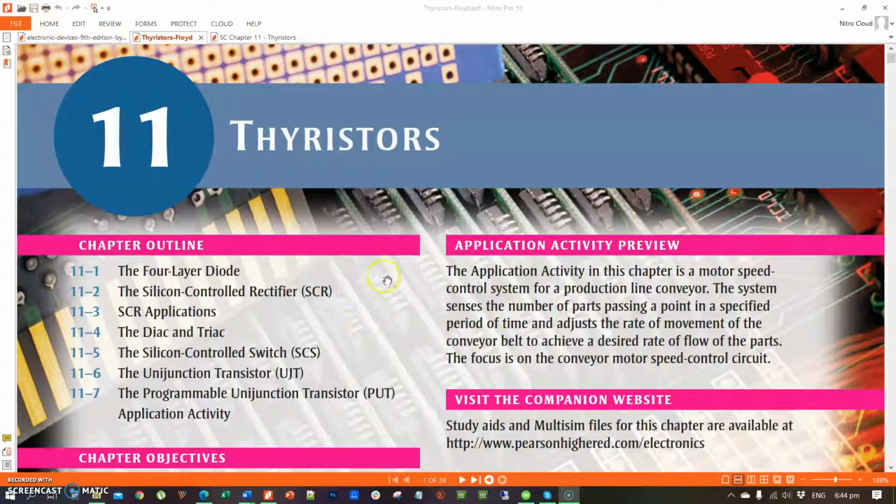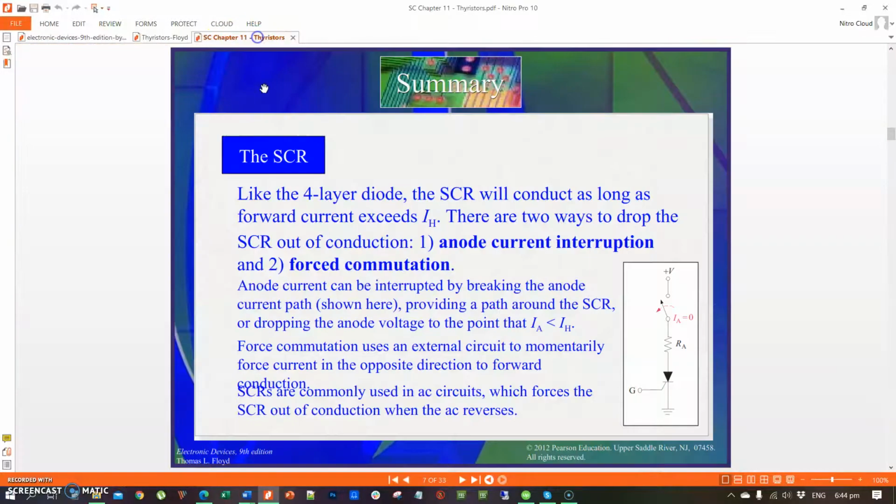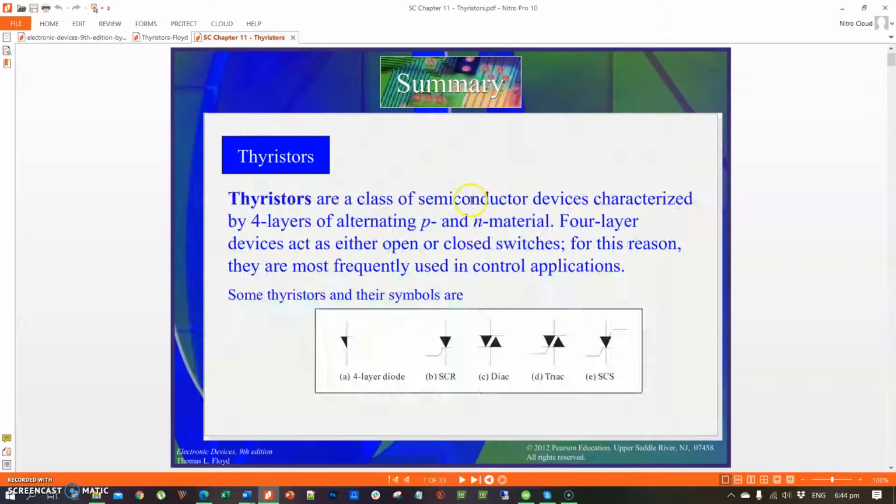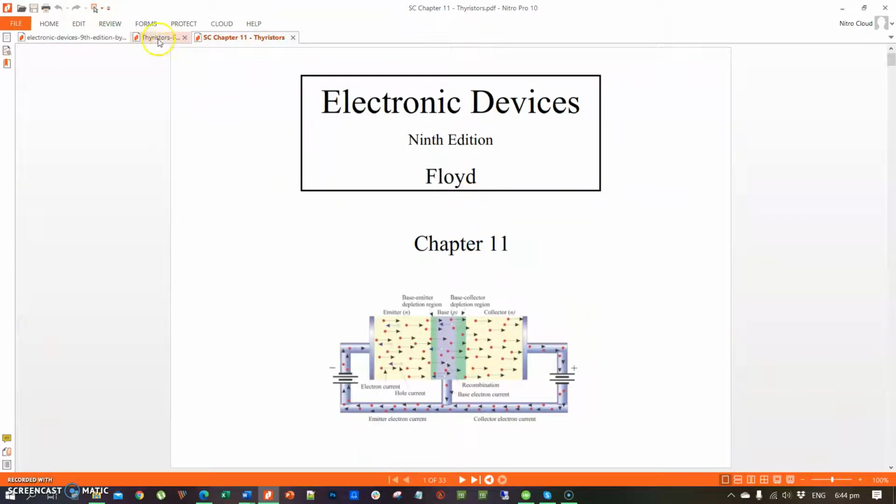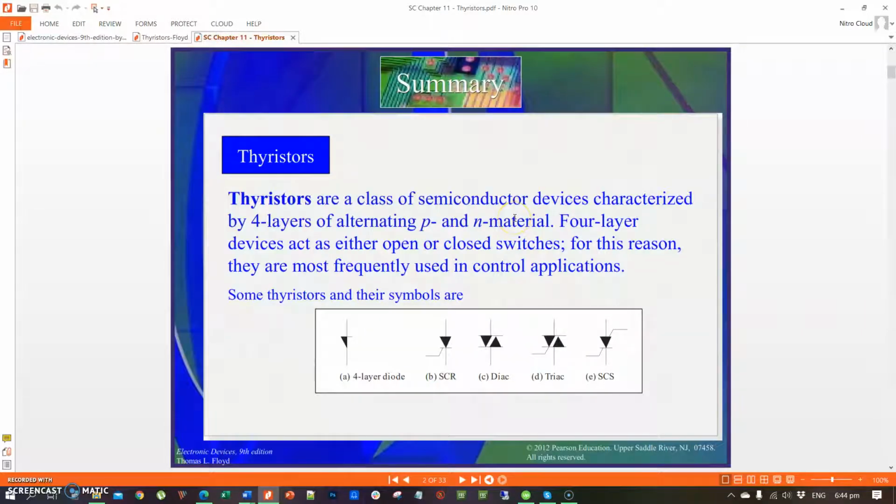So I have attached here two documents. What we're going to do is read these documents. We have here a presentation, a summary of this chapter, which is chapter 11. So these are all the topics in this chapter. We are going to tackle each topic one by one. But as of now, please read the whole chapter.